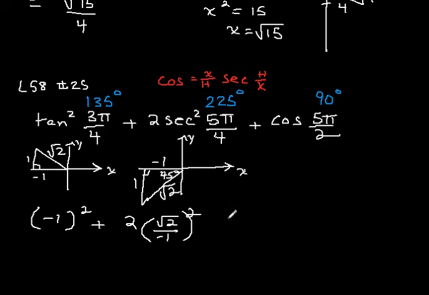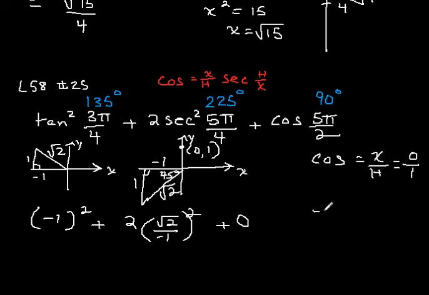Then finally, cosine of 90. You can do it 2 different ways. You can look at cosine 90. Here would be the point. The point would be 0, 1. Cosine is always x over hypotenuse. The x value is 0. The hypotenuse is 1. So it's going to be 0.